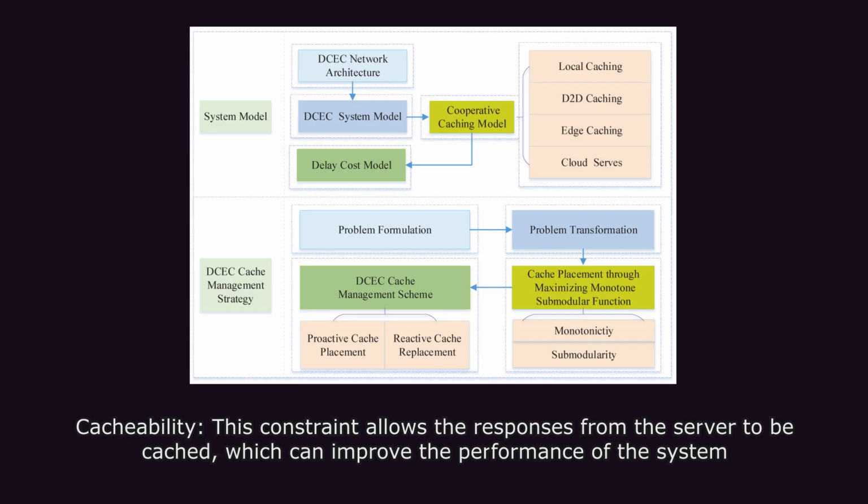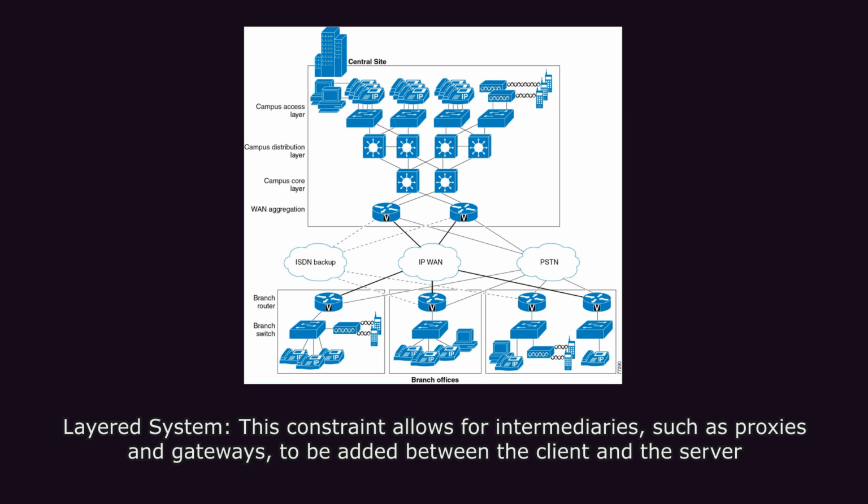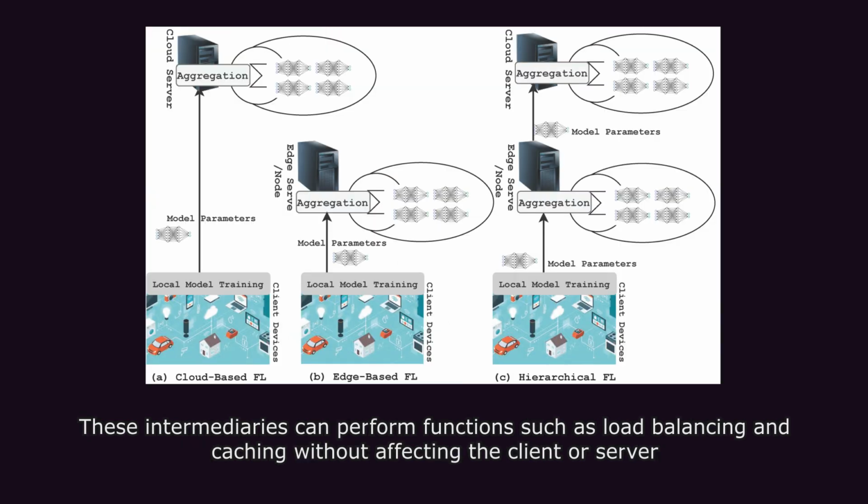Cacheability. This constraint allows the responses from the server to be cached, which can improve the performance of the system. Layered system. This constraint allows for intermediaries, such as proxies and gateways, to be added between the client and the server. These intermediaries can perform functions such as load balancing and caching without affecting the client or server.